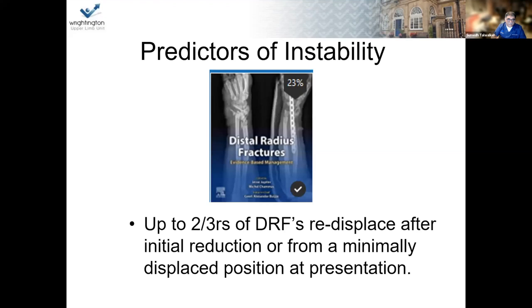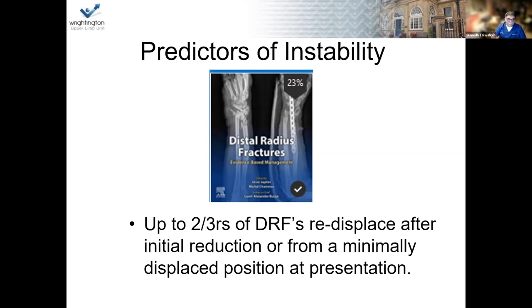This is a figure which has been picked up from Margaret McQueen's article and quoted in Jesse Jupiter's new book on distal radial fractures. And it's quite sobering, you know, when you learn that 2/3 of distal radial fractures can re-displace after an initial reduction or from a minimally displaced position at presentation. So let's look at this paper a little bit more closely.